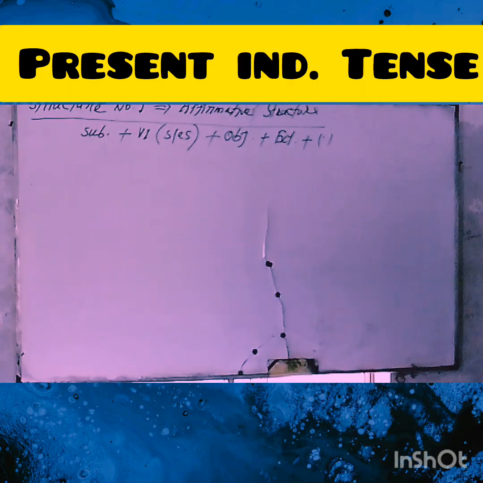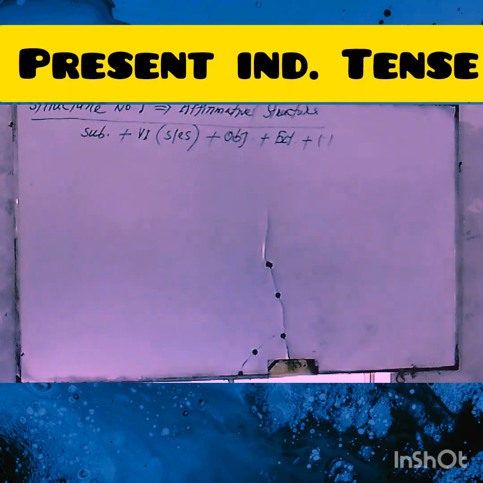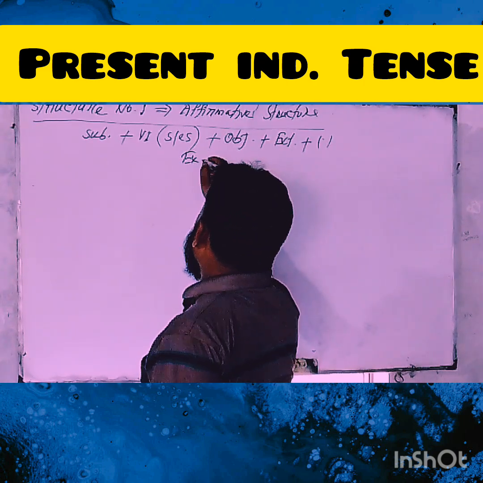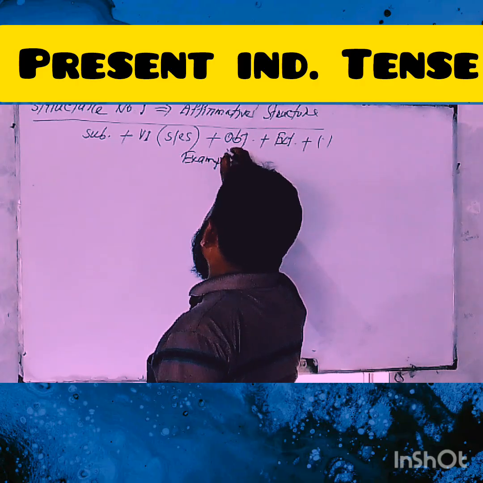Subject plus V1. Sometimes s or es may be added to the verb in the case of a third person singular subject. Three, object. Four, extension. And finally you have to use the note of full stop. I hope you have understood clearly.